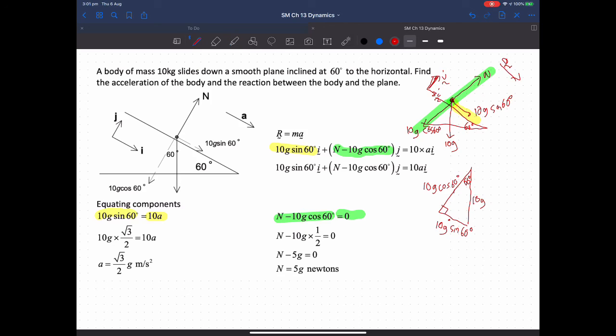10g times sine of 60 is root 3 on 2, so equals 10 times a. g we know is 9.8, so I get a equals root 3 on 2 g. I could multiply through by 9.8, but I've left it as it is there. Next thing I know is N minus 10g cos 60 degrees equals 0. Well, we know cosine of 60 degrees is a half. 10 times a half is 5, so I've got N minus 5g equals 0. So N equals 5g newtons.